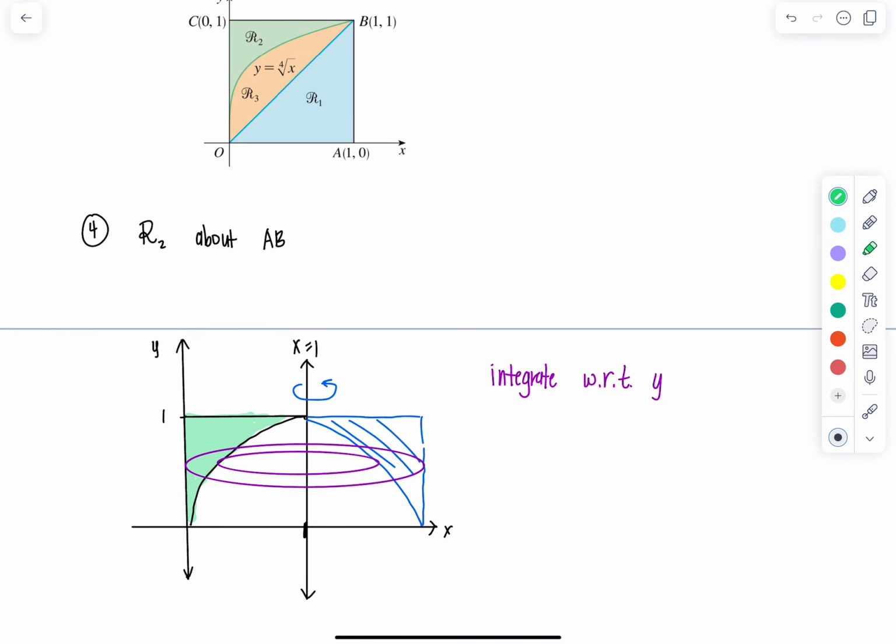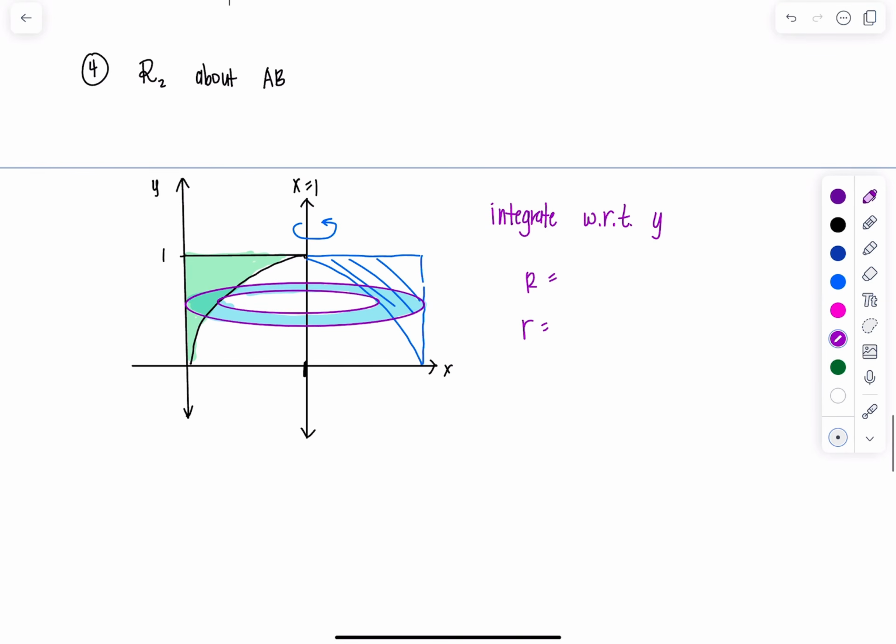Good. Should we shade it? Well, let's just a little bit. Okay. You have to take your time with the graphs. Without a good graph, you can't set them up. You know what I mean? So we're going to have an outer radius and an inner radius. Here we go. And we're integrating with respect to y.